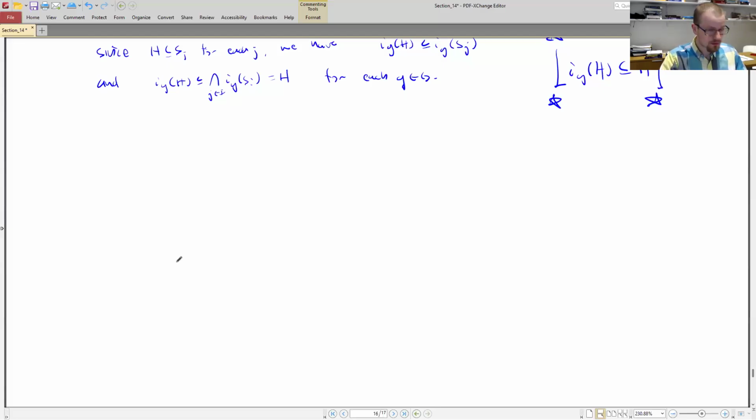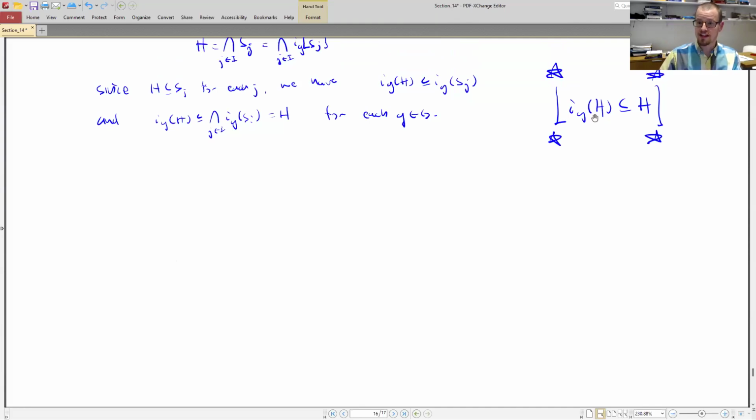Oh, I don't need subset containment in the other direction, right? That's what I had intended to do. This actually gets us something just as good. So if I take I sub G of H, well, I suppose this needs to have bracket notation, and really these should as well. That's okay.